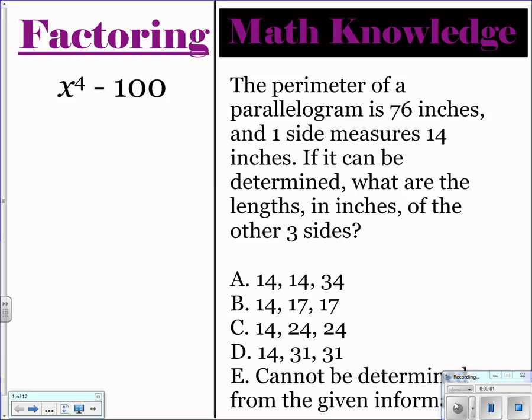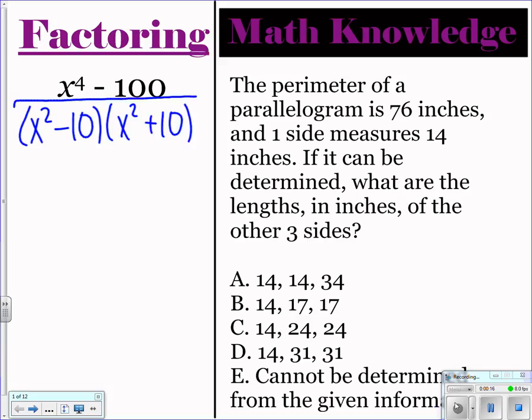All right, y'all go ahead and do the factoring and the math knowledge question for today. Pause the video, and then once everyone is finished, you can unpause the video, and we'll go over the correct answers. For this factoring, it's going to factor as (x squared minus 10)(x squared plus 10), and then neither one of those will factor any further, so you'll leave your answer just like that.